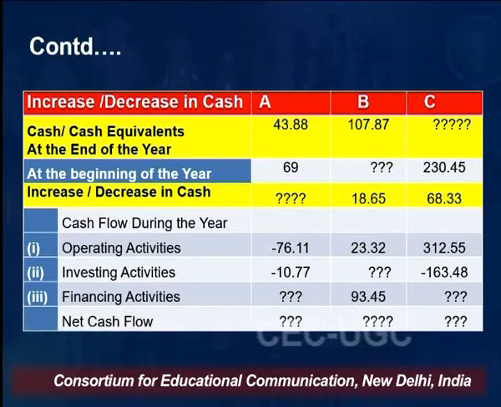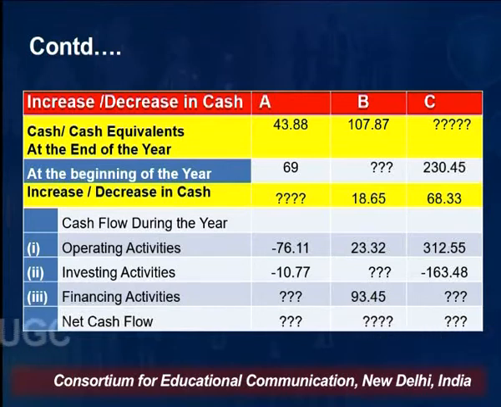The cash and cash equivalents at the beginning of the year is available for A and C, but for B it is missing. And eventually the increase and decrease in cash, what we call change in cash, or what we call net cash generated or cash used in different activities. For company A, this total information is missing, whereas for B and C it is available.